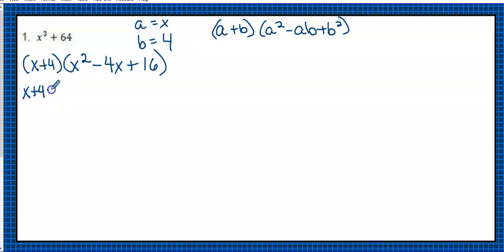x plus 4 equals 0. x equals -4. So this is one of my roots. But I need to find the other two roots, because you see I have a 2 here, so I have 2 more roots that I need to find.